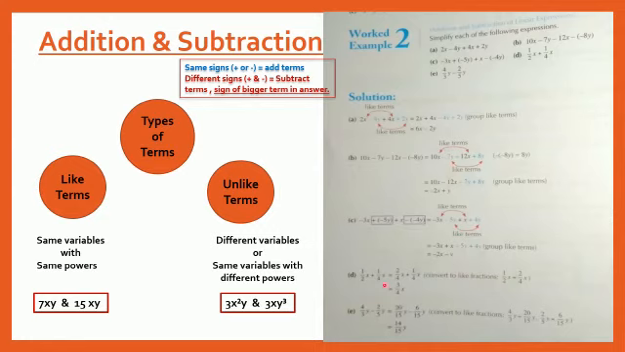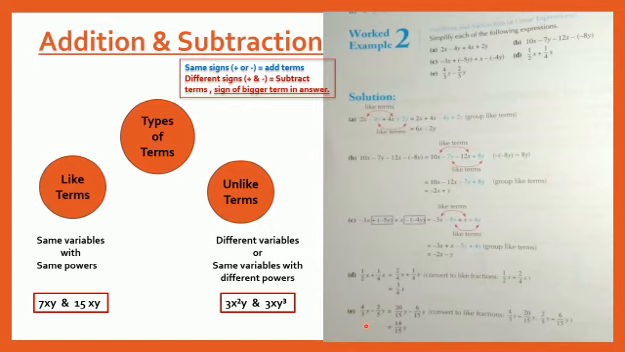In part D, you can see there are fractions 1 by 2x plus 1 by 4x. First of all, convert this fraction into like fractions. It will be equal to 2 by 4x plus 1 by 4x. Then 2 by 4x plus 1 by 4x will be equal to 3 by 4x because these like terms have same sign. So answer is 3 by 4x.